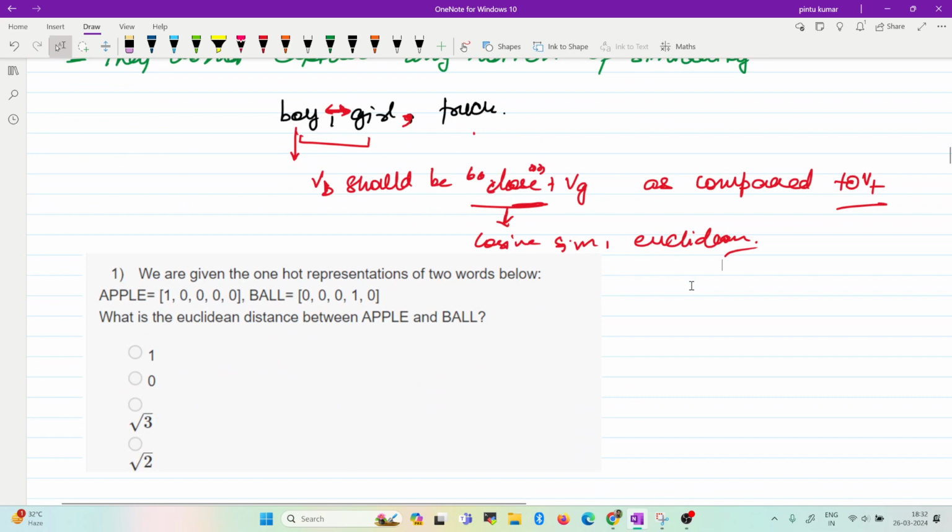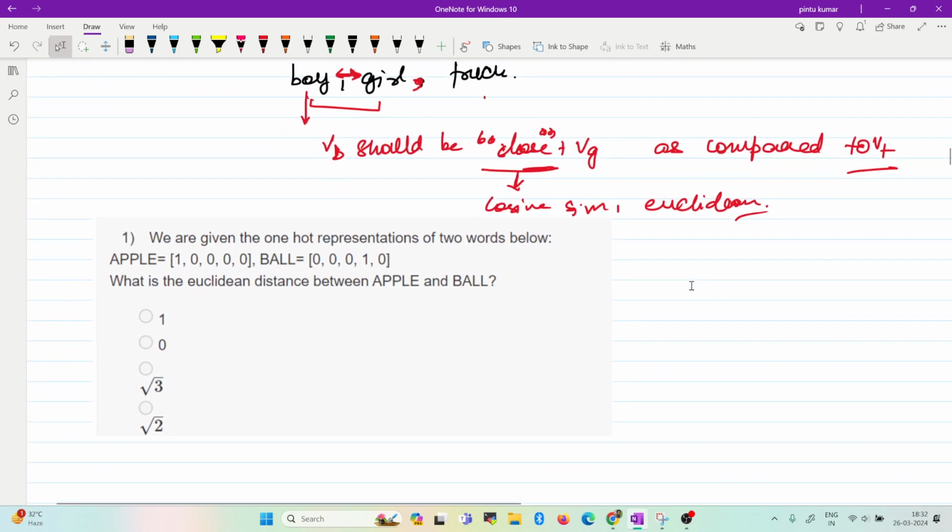Here is a simple question. We are given the one hot representations of two words: first is apple, second is ball. What is the Euclidean distance between apple and ball? This is a pretty simple exercise. The Euclidean distance would be the square root of 1 square plus 0 square plus 0 square plus 1 square plus 0 square, so it would be the square root of 2.